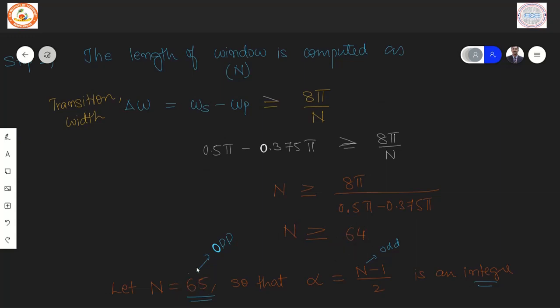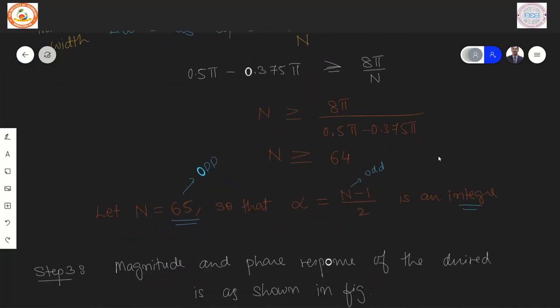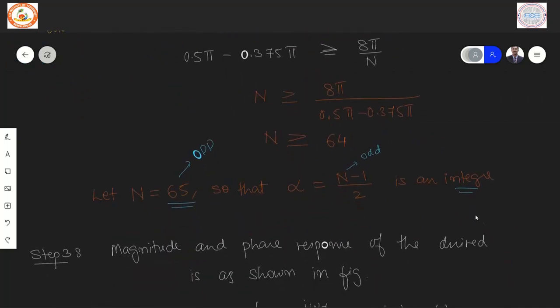Now we choose 65, which is an odd value, so that we satisfy the symmetry condition. Alpha should be equal to (N minus 1) by 2. So N should be an odd number. When N is odd, then N minus 1 is even, and even divided by 2 gives an integer value. So alpha is an integer, and we satisfy the condition by taking N equal to 65.